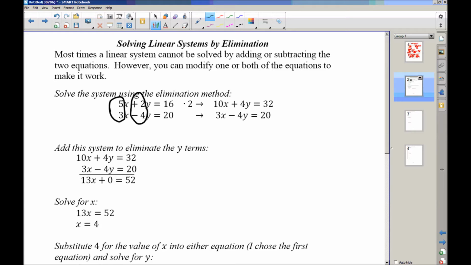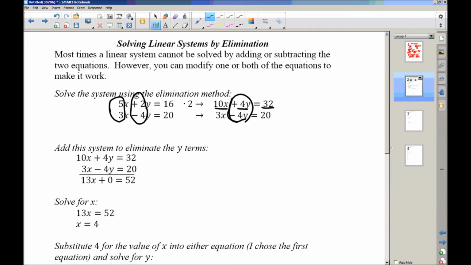However, I can modify one of them by just multiplying everything in it by a number. So I picked the first equation. I'm going to times it by 2. And if I do that, I get 10x, 4y, and 32. And I'm not going to change the second equation at all. And now when I look at these, I go, oh, these are opposites. So now I could solve the system.